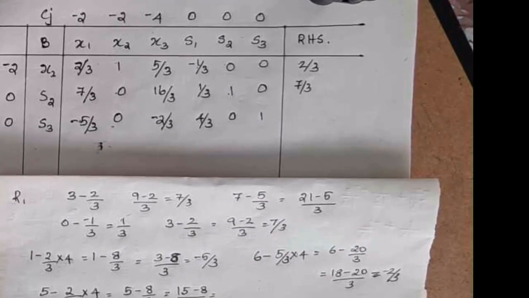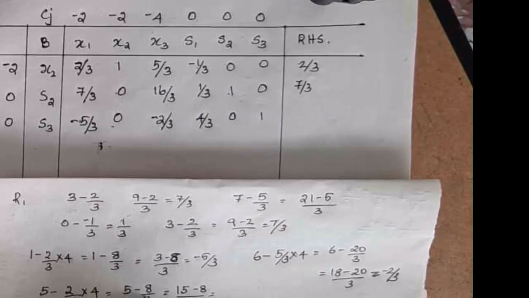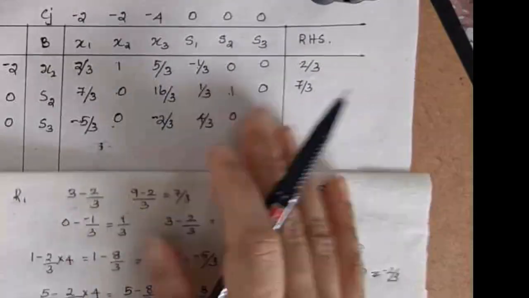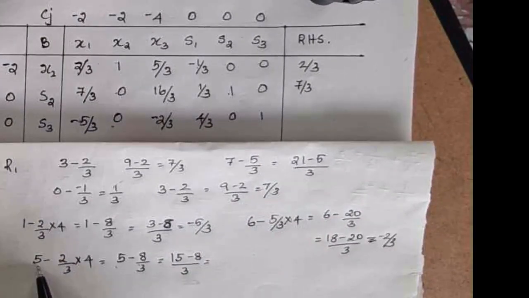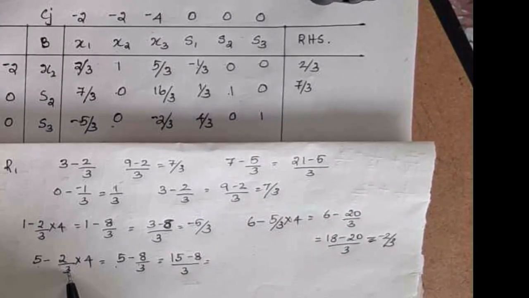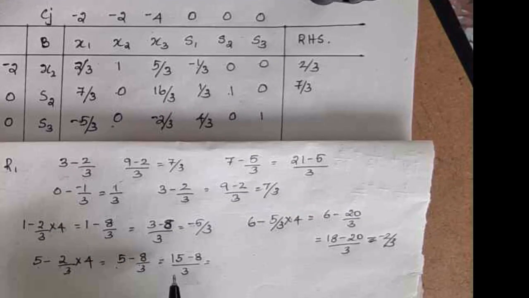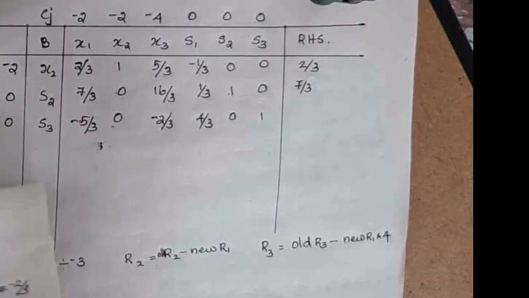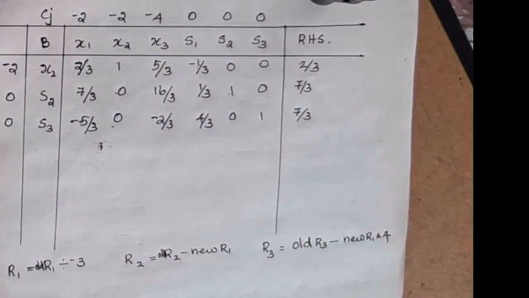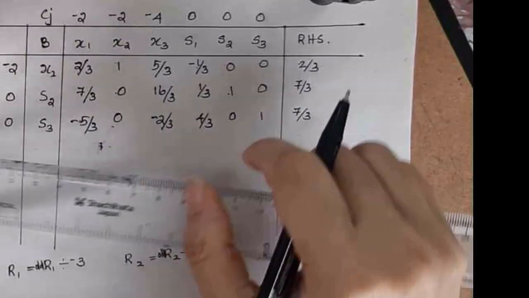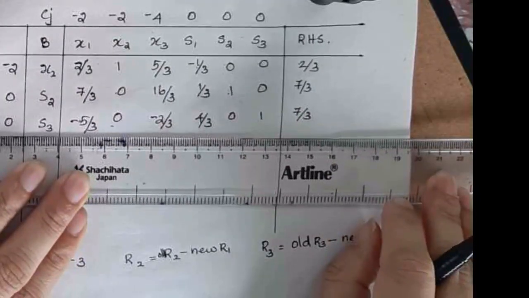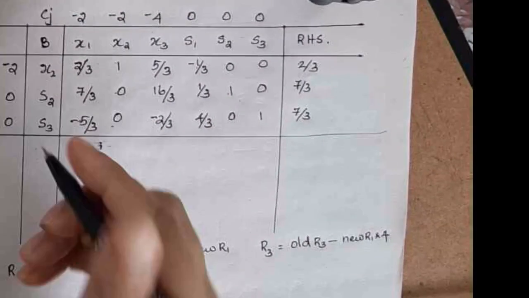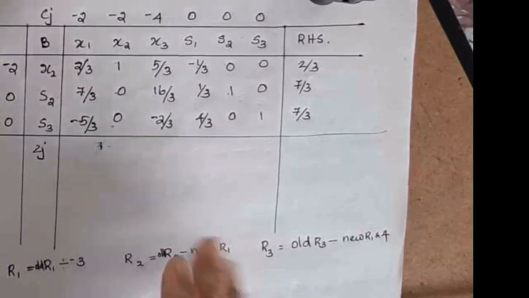The old value is 5. 5 minus 2 by 3 into 4. So this is 5 minus 8 by 3, 15 minus 8 by 3, 7 by 3. That's right. So you get here 7 by 3. Now to find, already we can see all this is positive. Now we just check whether Cj is all less than or equal to 0.